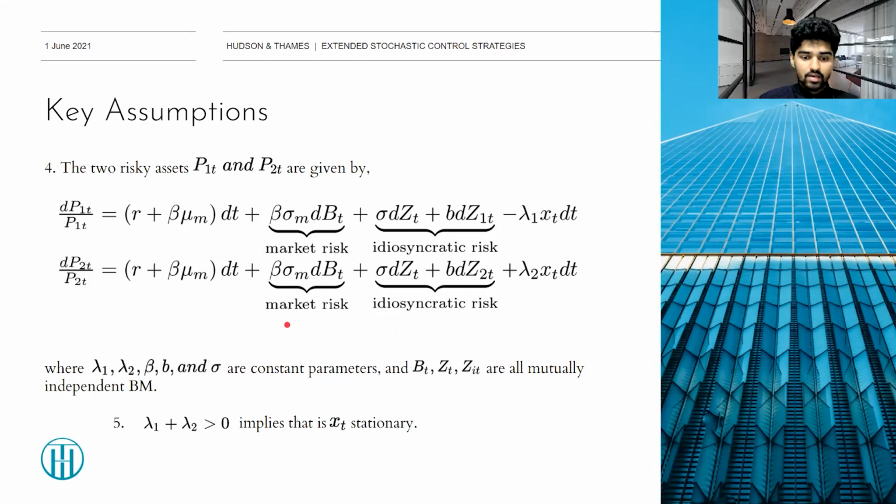Another thing to note here is the parameters of these two price processes. They're assumed to be constant, and the Brownian motions that we have assumed here are mutually independent.